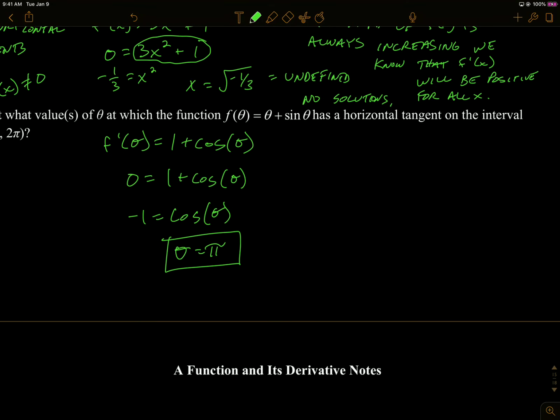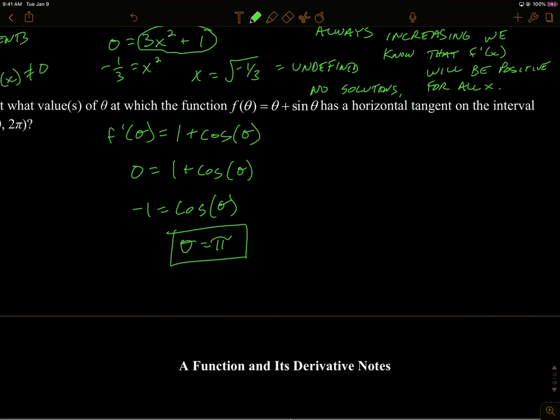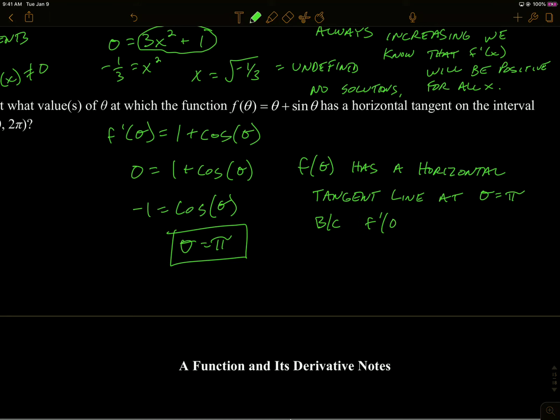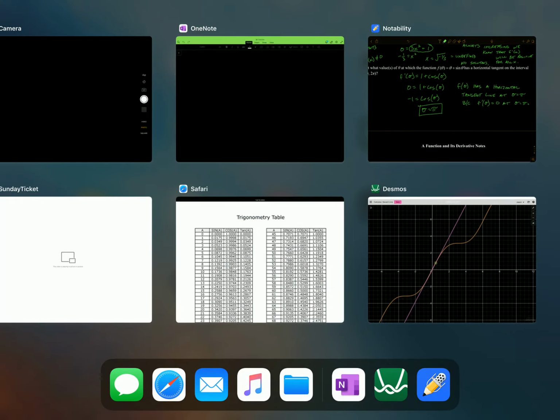So then we're going to say that at what values? So we'll say it has, and we'll explain. So we'll say f of theta has a horizontal, I know I didn't ask to justify, but we're just practicing. f of theta has a horizontal tangent line at theta equals pi because f prime of theta is equal to 0 at theta equals pi. Let's take a look at that. I have that one graphed for you.